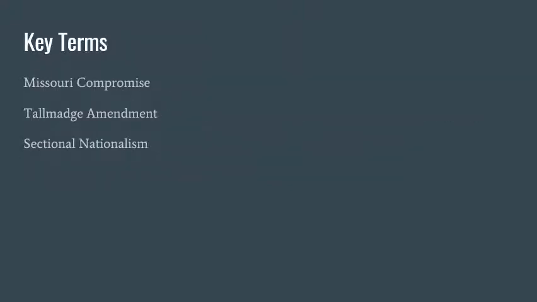There are only a few key terms for this video, but by the end of the video, you should be able to define them. They are 1, the Missouri Compromise, 2, the Tallmadge Amendment, and 3, sectional nationalism.